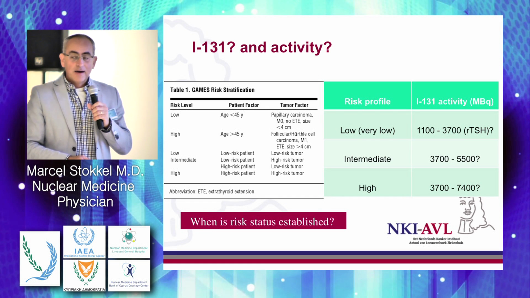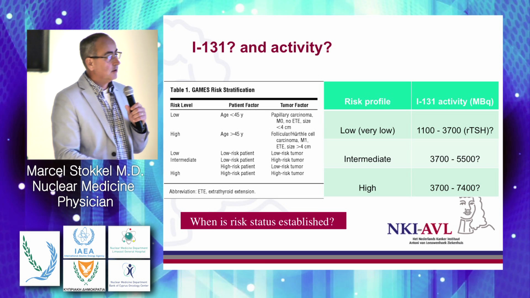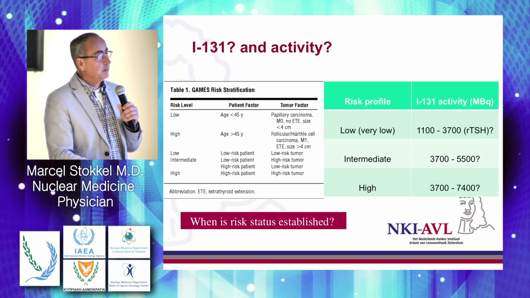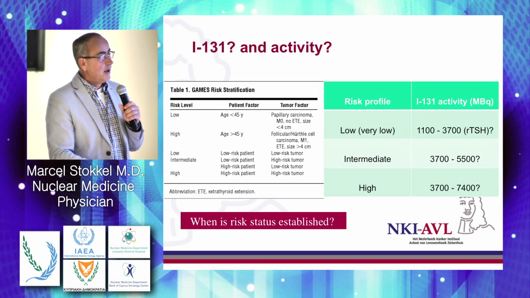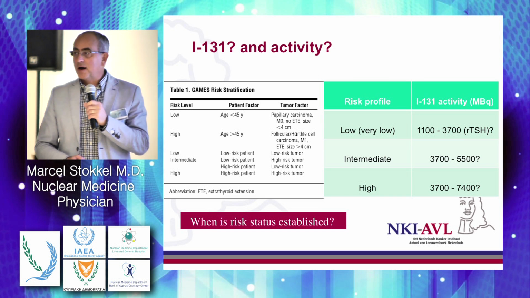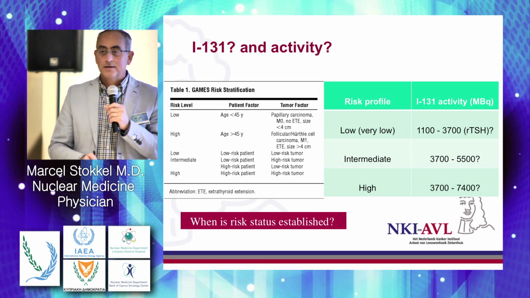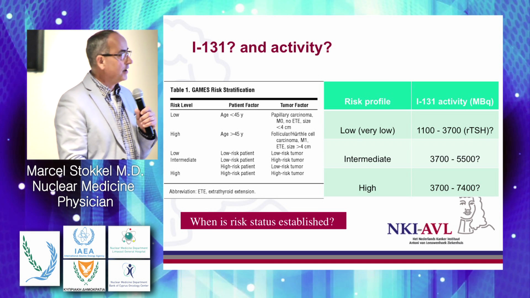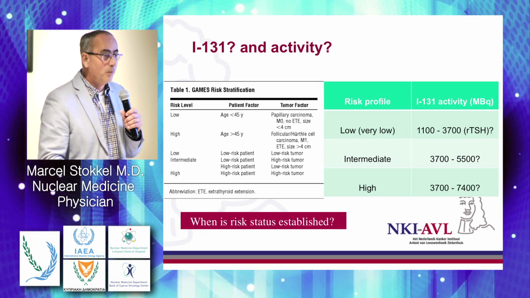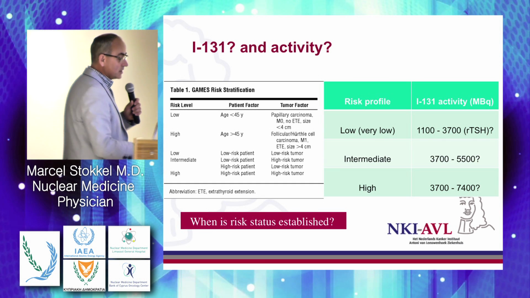When you look at the European guidelines, the old guidelines advised a dose between 1100 and 3700 megabecquerels for the low risk group. The intermediate risk group had a higher activity, and in the high risk profile, of course, we have to give more radioiodine because the chance of having thyroid cancer still in situ is very high, and that requires more activity than when there is, in fact, no risk of malignancy.